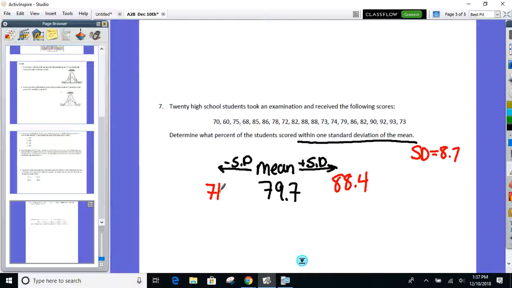Find how many there are, because you need to tell me what percent is in between there. Take your time, cross them off, circle them, happy face them, I don't care. Okay, because you got to find the percent. How many are within one?